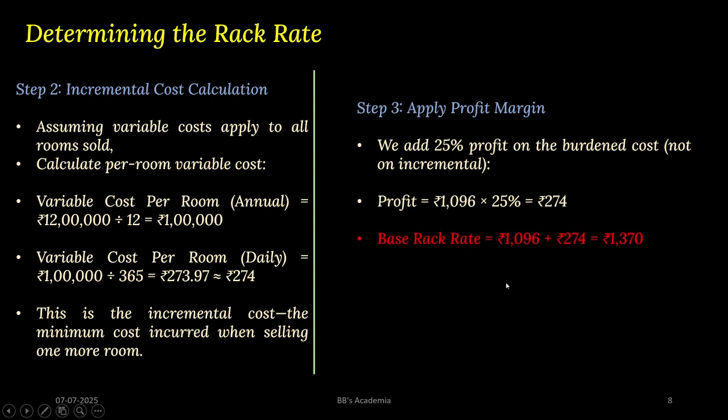So the best rack rate will be the 1096 burden cost plus your desired profit, that is 274. If you add them, it will be 1370 rupees only. That is your best rack rate. So this is the way the rack rate is calculated. Got my point? If you have any questions, please put them in the comment box. I will clear it up.